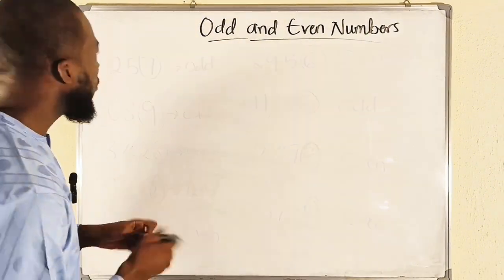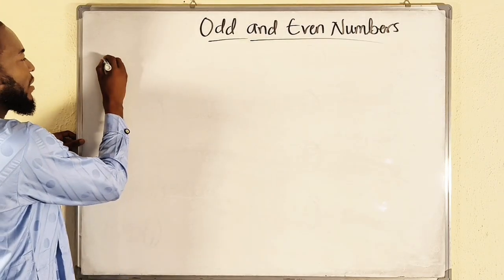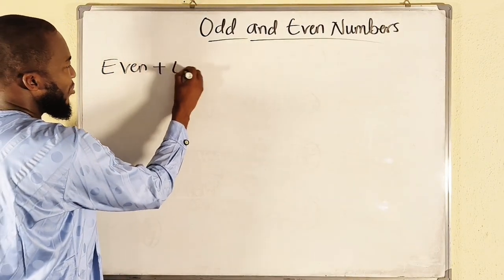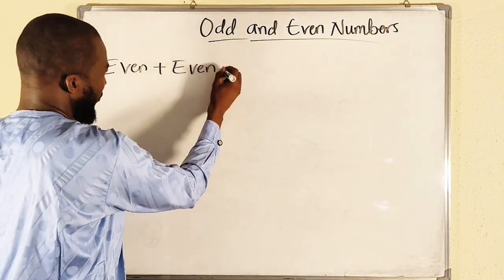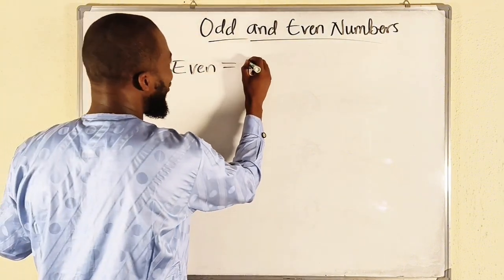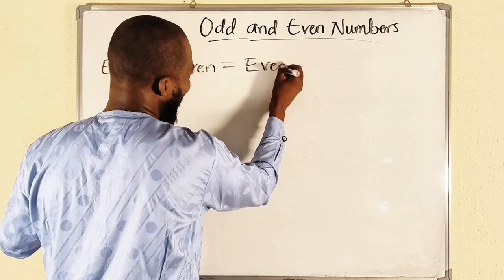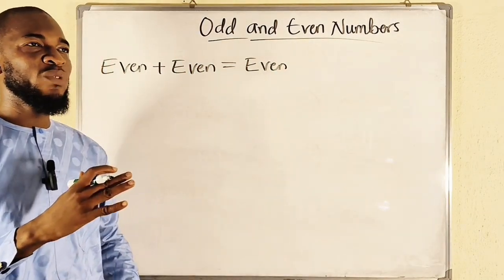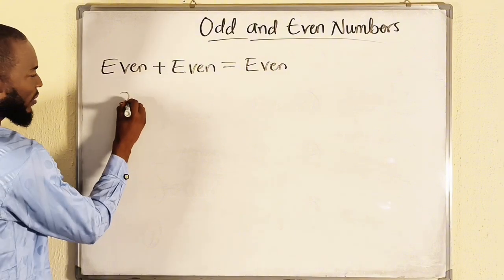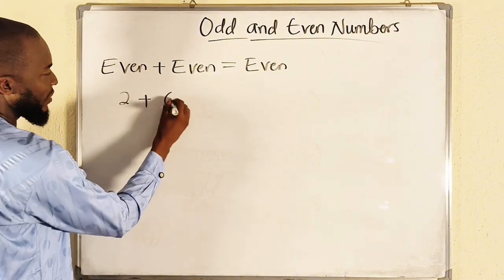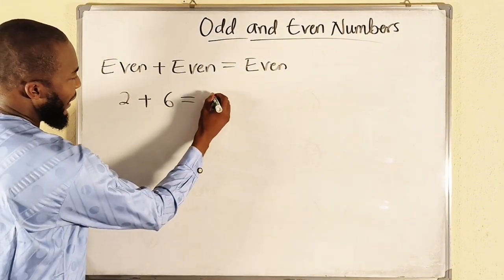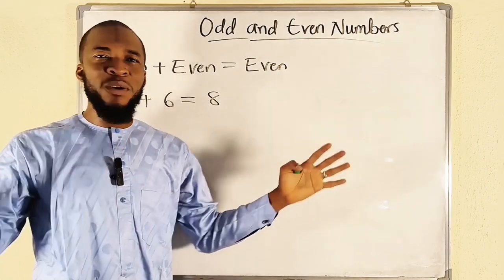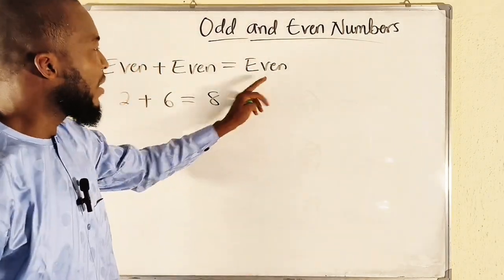So let's see what happens if we add an even number and another even number. What happens? Even plus even must give you even. I will give you an example. Think of any even number from 0 to 10. 2 is even, plus another even, 6. This is what? 8. 8 is even. Think of any even number plus another even number, you must get an even number.